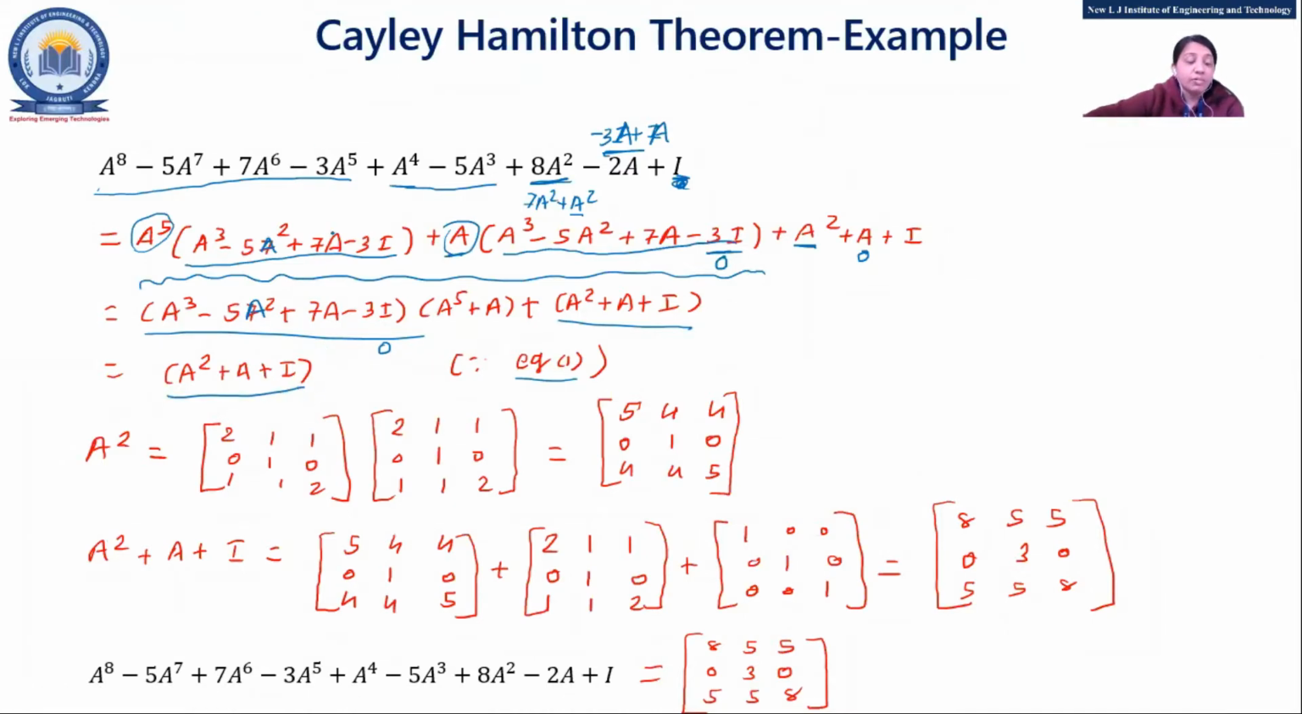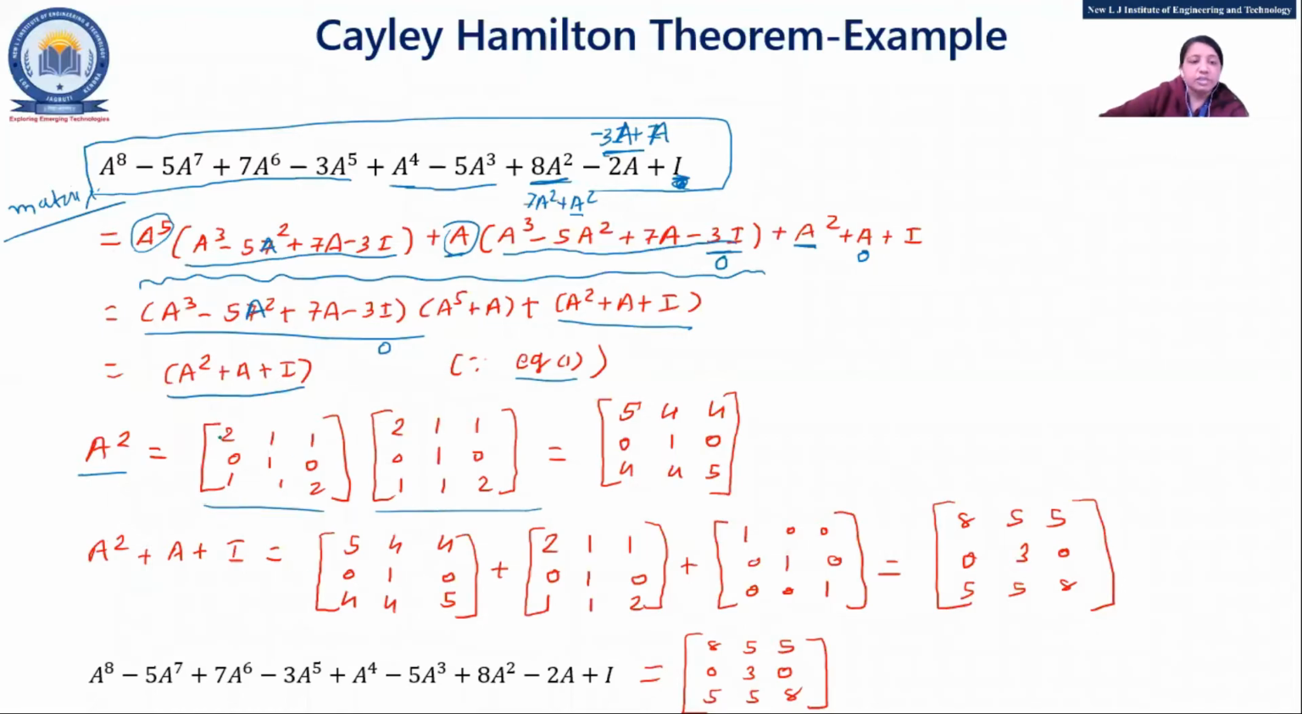Fine. Now we need to represent this in matrix form. So we are not going to find A raised to 8 and all that. What we will do is simplify it and then find out. So now it is A square plus A plus I. How to find A square? We have A, so A into A. Just multiply these two matrices, and you will have your A square. Any doubt?